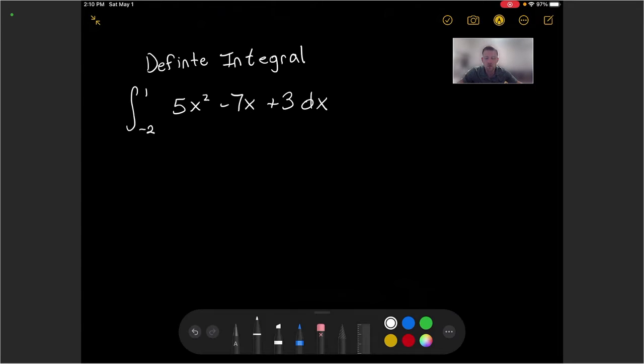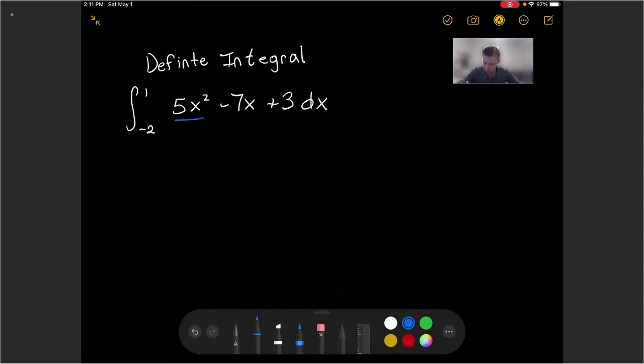Welcome. In this video, we'll take a look at another definite integral. We have an integral from -2 to 1 of 5x squared minus 7x plus 3 dx. So it looks like we can just start taking some antiderivatives of each of these terms. So let's start from left to right.